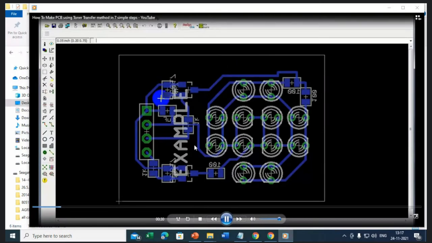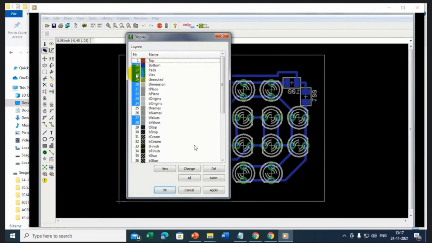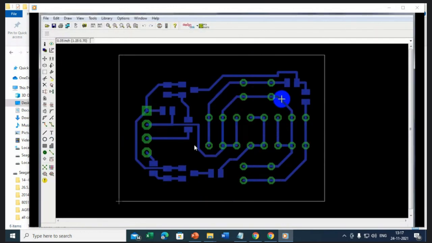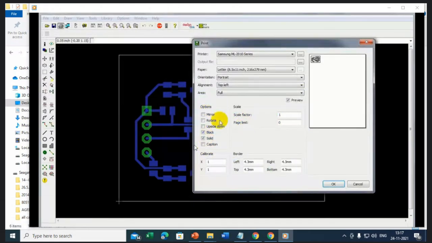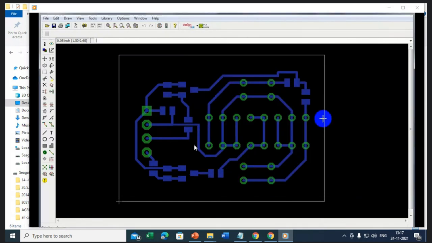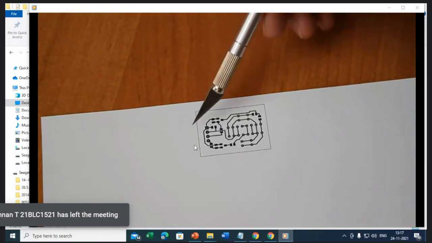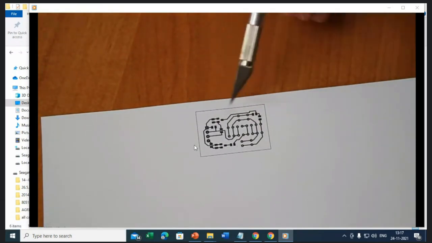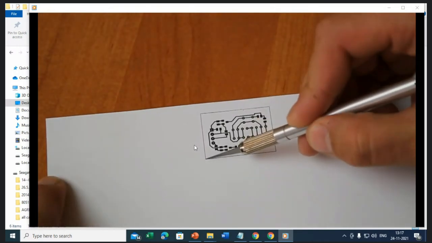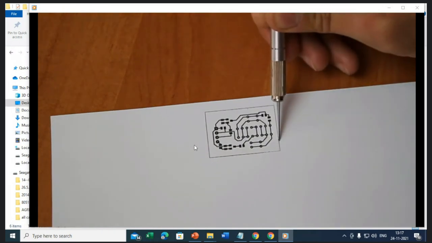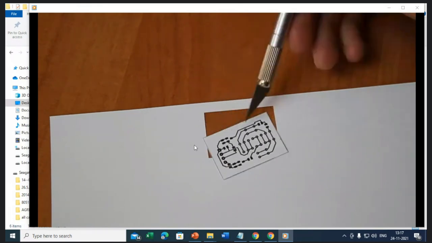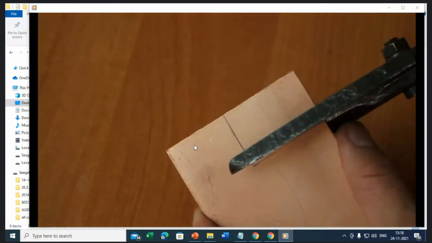So there's Eagle software. We have to design it and convert it into a layout. So it's a photo sheet actually. It is available in nearby stationery shops. We have to get the laser printout of your routed PCB, routed schematic.